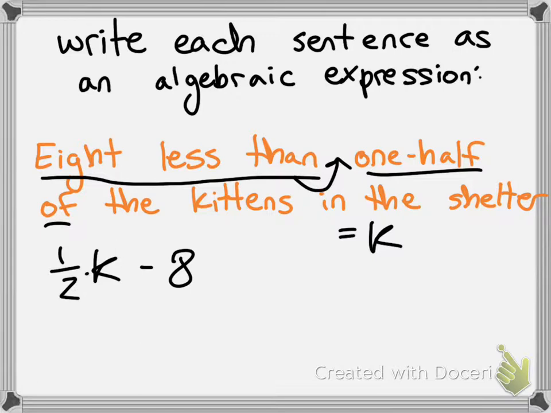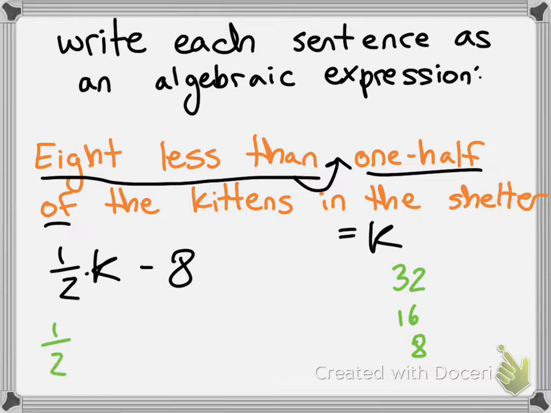I'm going to tell you how we can check this. Let's pretend, you guys, that there are 32 kittens in the shelter. I want to solve this: 8 less than 1/2 of the kittens in the shelter. 1/2 of the kittens would be 16. 8 less would be 8.